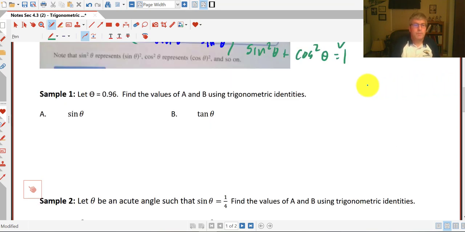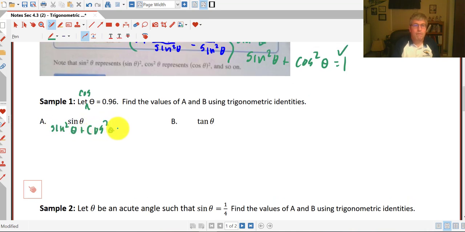Doing a sample problem, I forgot the cosine here. The cosine of theta is 0.96. Find the values of a and b using the trigonometric identities. Well, on the first one here, the sine of theta, we're going to use sine squared theta plus cosine squared theta equals 1. We'll use our standard Pythagorean identity. Sine squared theta plus, well, we have cosine. They gave it to us. It's 0.96.